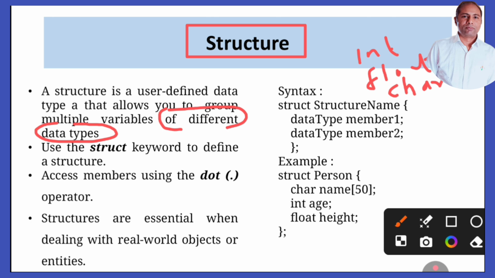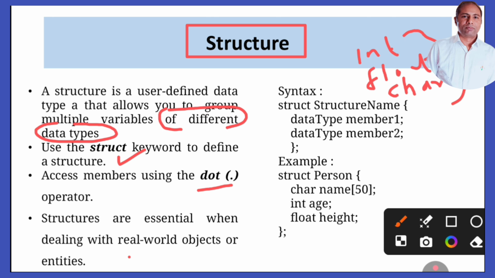Structure is a user-defined data type, so we can define the structure where we need to combine these different types of data types. If we want to define the structure, what is the keyword used in C? Struct is the keyword used to define the structure. If we want to access the members of the structure, then the dot operator is used.